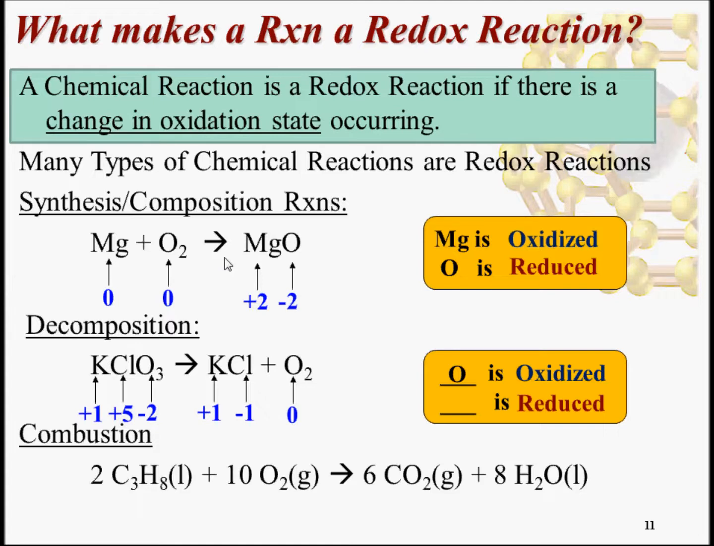Okay. Combustion reactions, if we look at this one, we'll see that, again, oxygen is definitely changing. It starts out as the element oxygen being 0, and then on the other side, we see it in compounds. It's going to have an oxidation state of -2. So as long as somebody is changing their oxidation state, then it qualifies as a redox reaction.